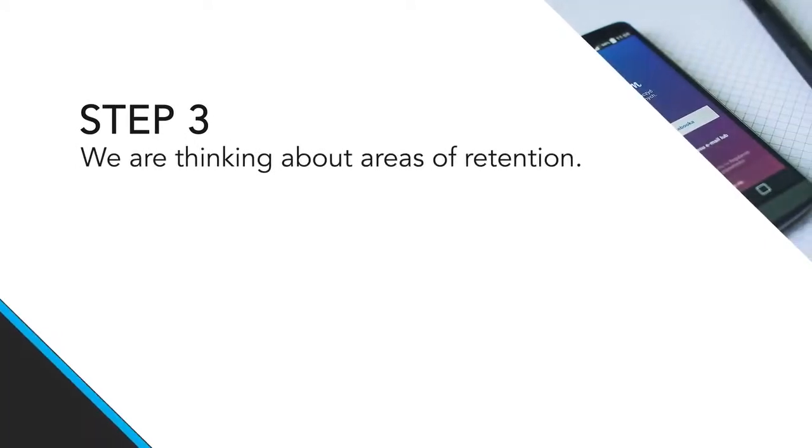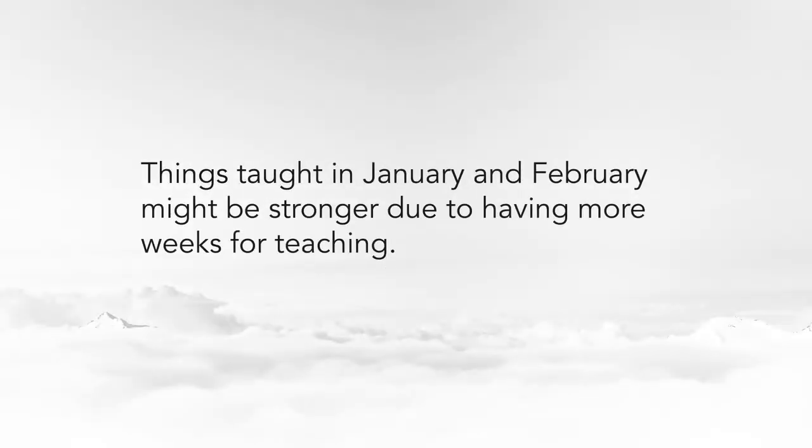As we get into step 3, we're reading these standards and we're thinking to ourselves, beginning, middle, or end within a given year. We want to think about areas of retention. Things taught in January and February might be stronger. I might have more time to develop it. I have 7 weeks of instructional time in the average American school, whereas in September and October, I only have about 5 weeks of instructional time if I'm lucky. So these kinds of considerations are going to be important. We're going to call those the in context or the horizontal alignment.